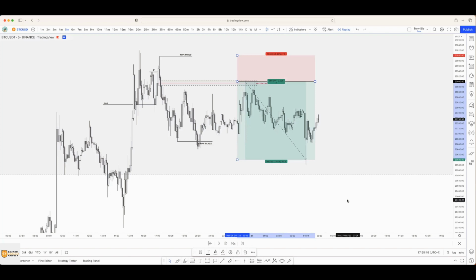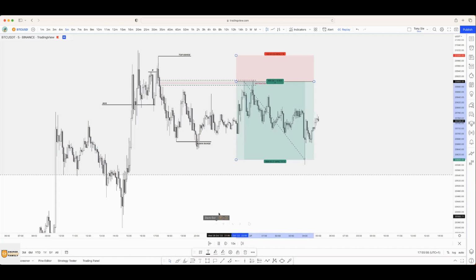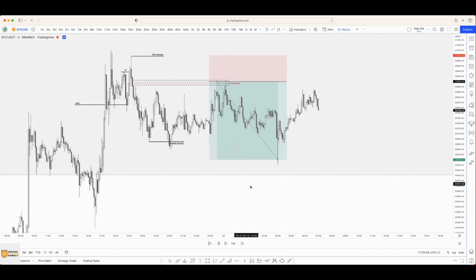capturing the daily liquidity and then the monthly liquidity. So after taking my 1 to 3, I would go break even, anticipating that it is going to go lower, right? It is still going to go lower. And then let's see what happened.